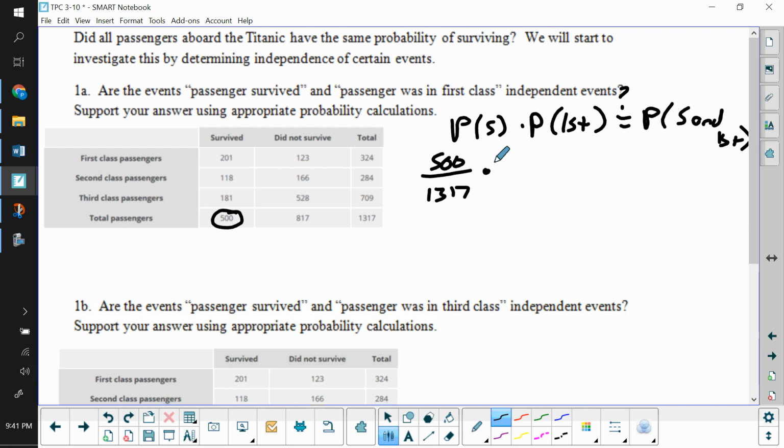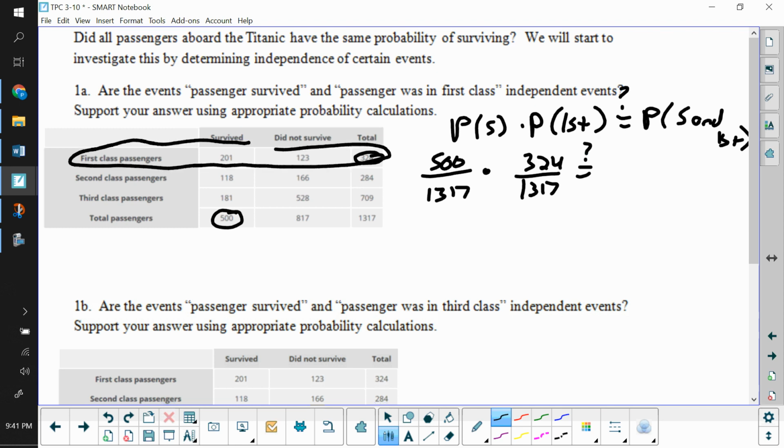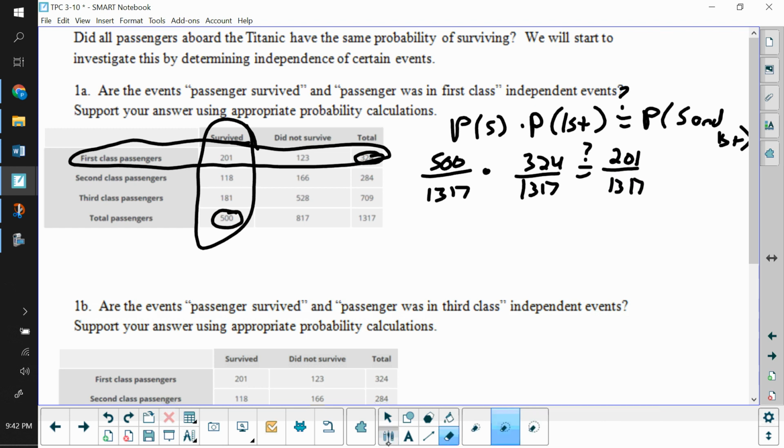So now probability of being in first class, the box that would represent that would be the 324. So you got 324 over 1317. We want to know, is that equal to the intersection of them, the ones that are both those things at the same time? So we want to see where does first class and survived intersect. That's at the 201, so that's 201 out of 1317. So we want to punch these in, and we should punch in both sides because sometimes they will reduce.